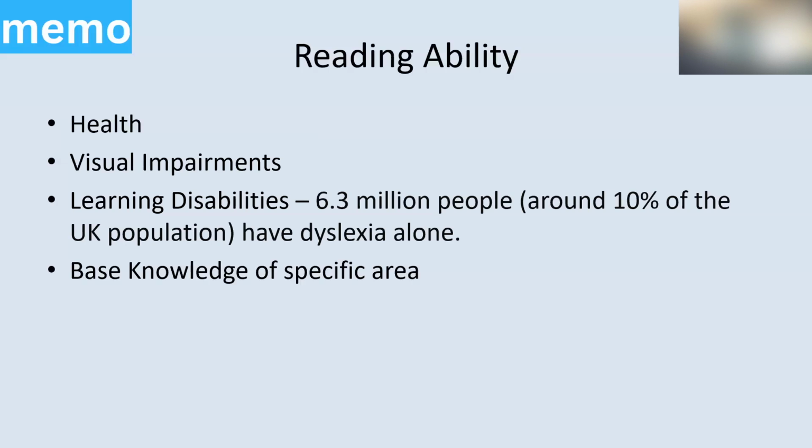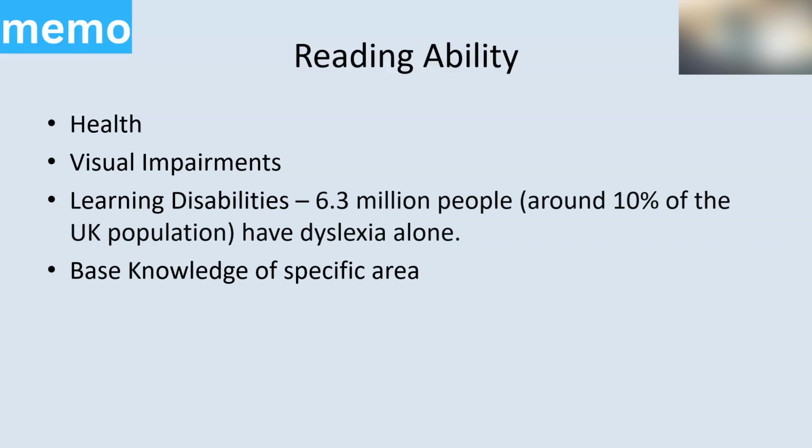And then also the base knowledge of a specific area. You can be in perfect health, have no visual impairments, have no learning disabilities, have gone through the education system all the way to the end, be regularly reading texts. But if you do not have a base knowledge of a specific area and it is not made clear, you're not going to have the reading ability to be able to read and fully understand.